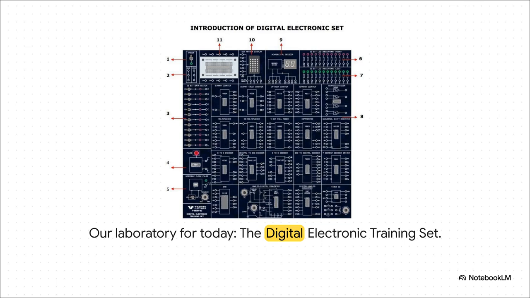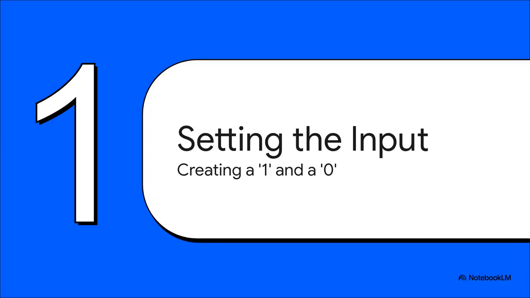Okay, so to really see this happen, we're going to get our hands dirty. Well, virtually. This is our lab for today, the Digital Electronic Training Set. This thing is awesome because it lets us manually create those high and low voltage signals, and, this is the important part, see exactly how the machine reads them. All right, first things first. A computer can't do anything until we give it some information, right? So how do we actually make a 1 or a 0? How do we create those voltage levels?